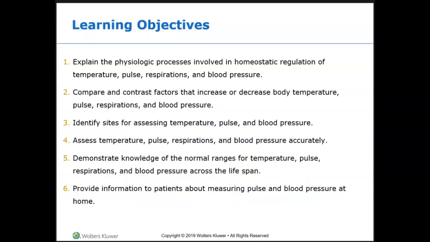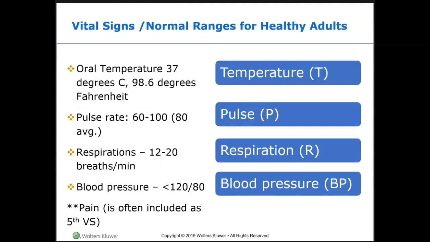Here are the learning objectives for this chapter. Please take a moment to review each one of these. If you can speak to these and apply these to your nursing practice, then you have accomplished your learning for this chapter, vital signs. So here we go.